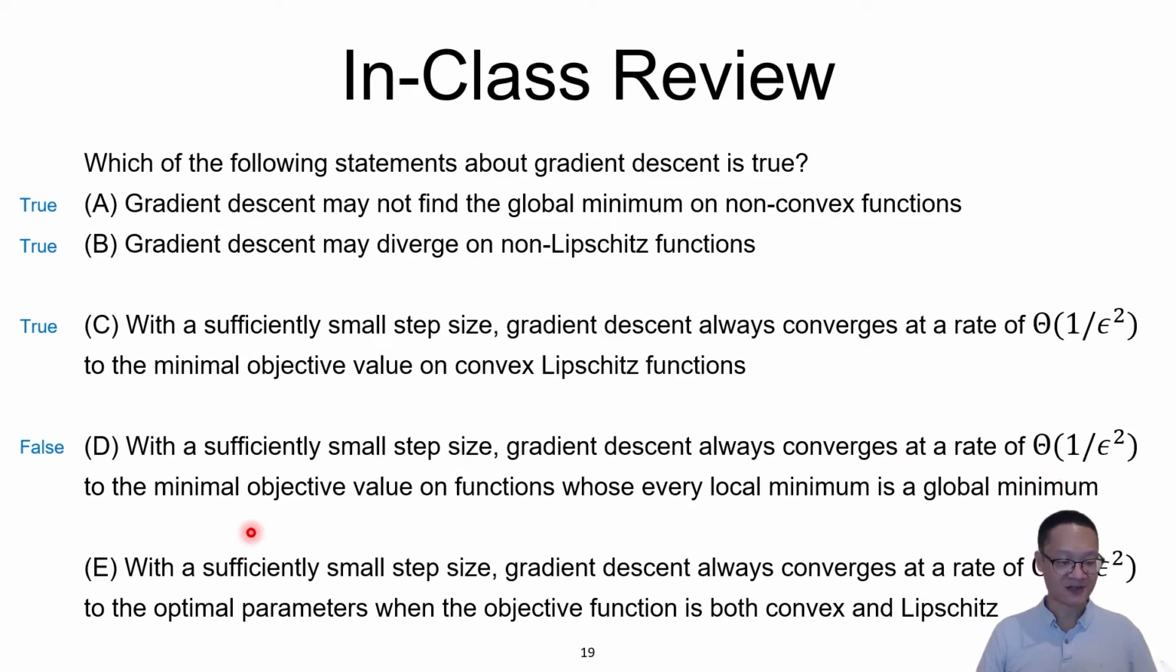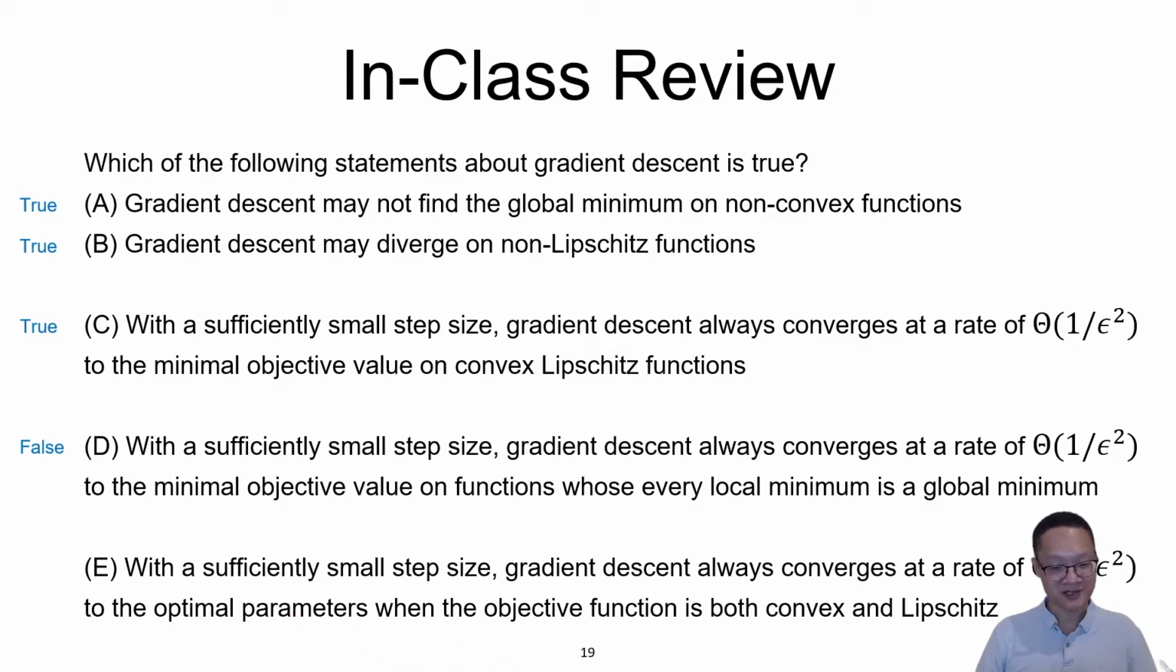Okay, and last one, E. With a sufficiently small step size, gradient descent always converges at a rate of big theta of 1 over epsilon squared to the optimal parameters when the objective function is both convex and Lipschitz. Okay, so now the function part is the same as C, but C says convergence to the minimal objective value, whereas E is saying convergence to the optimal parameters.